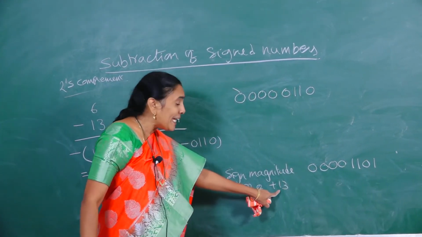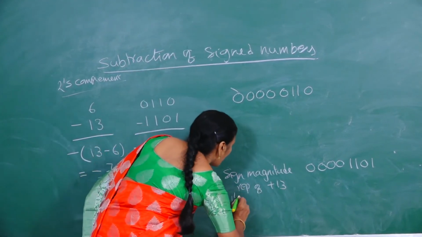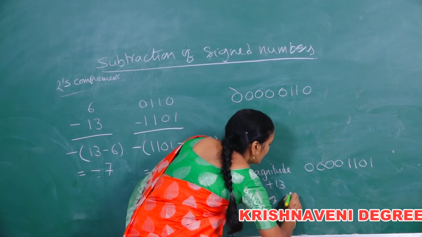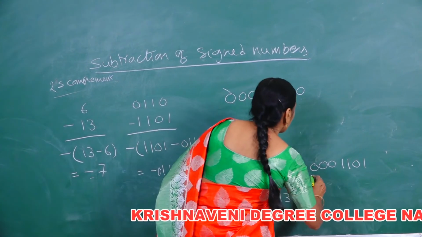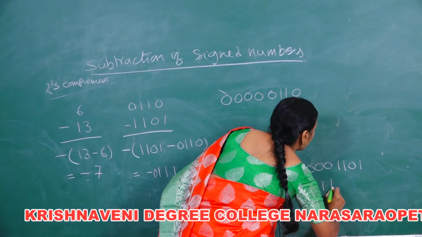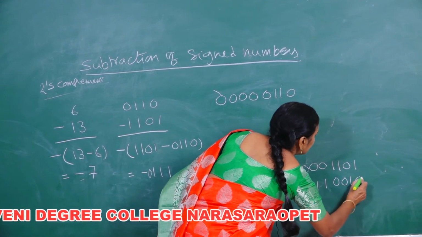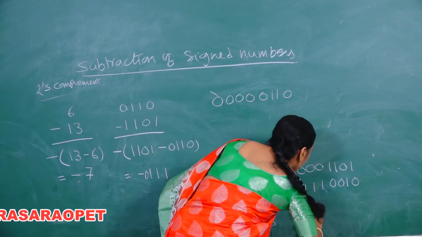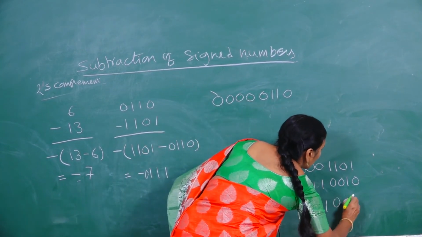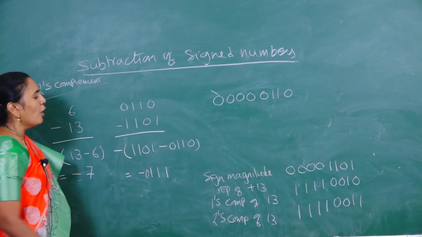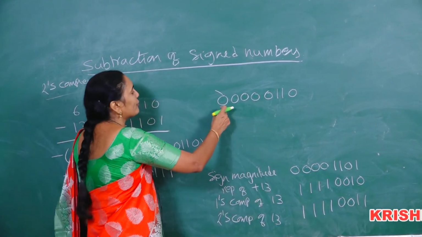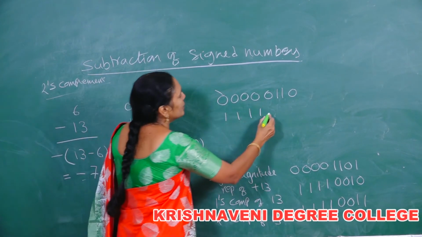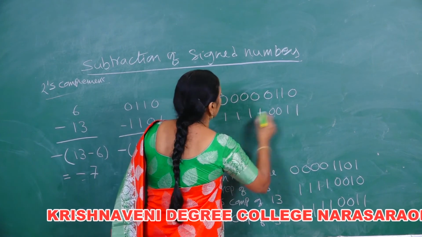This is plus 13. When I want to get 1's complement of 13, it will become 1, 1, 1, 1, 0, 0, 1, 0. 2's complement of 13 will become 1, 1, 1, 1, 0, 0, 1, 1. So, now add the 2's complement of 13 to 6, that is 1, 1, 1, 1, 0, 0, 1, 1.